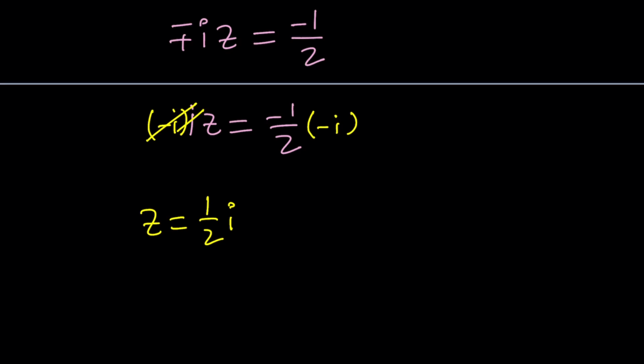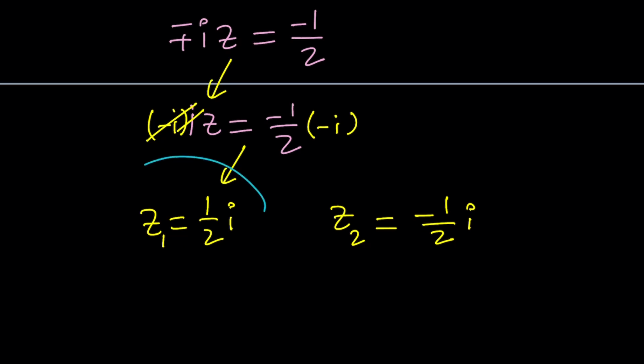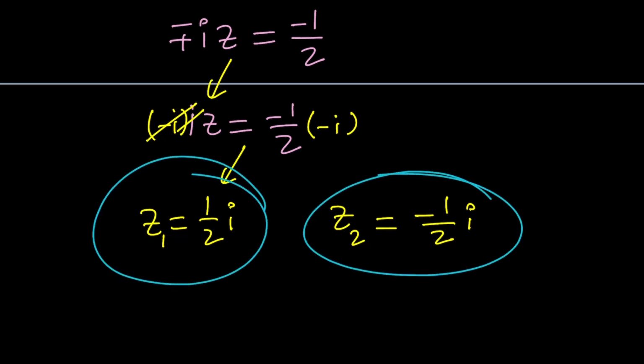Cool. Now, this is one of the answers, and remember what I said. The other answer is just going to be the opposite. So if this is z sub 1, z sub 2 is supposed to be negative 1/2 of i. So those seem to be the solutions. I say seem to be because we still have to check them by plugging them in, right? So let's go ahead and check it out.